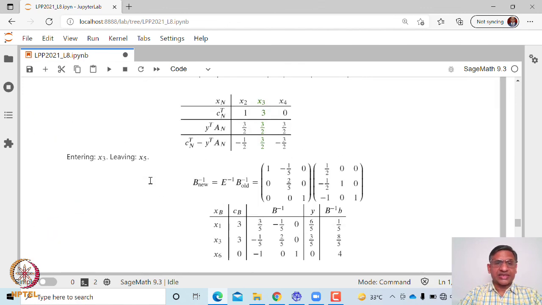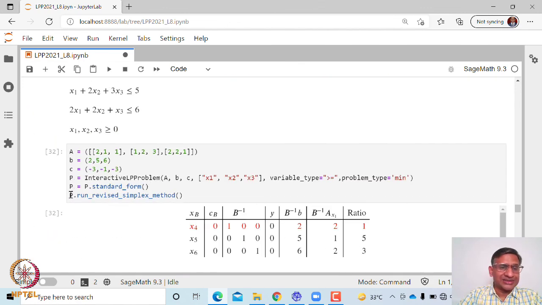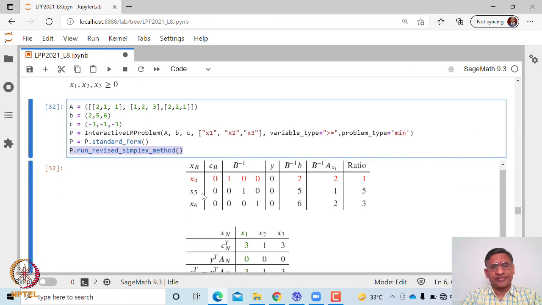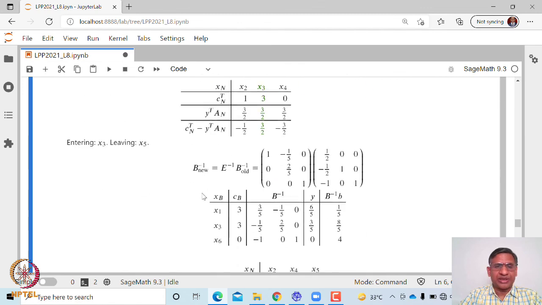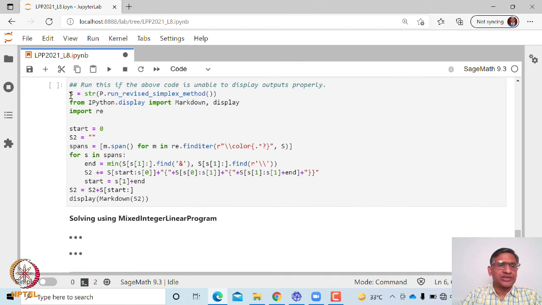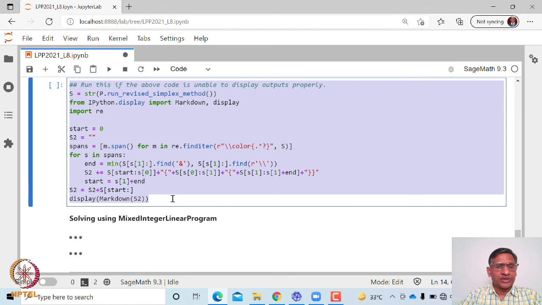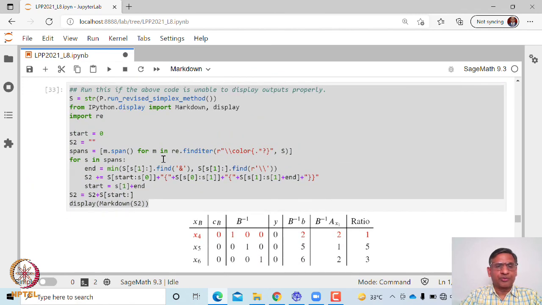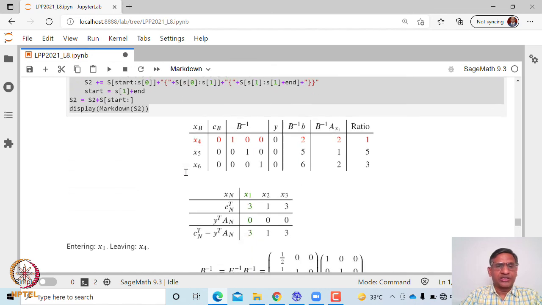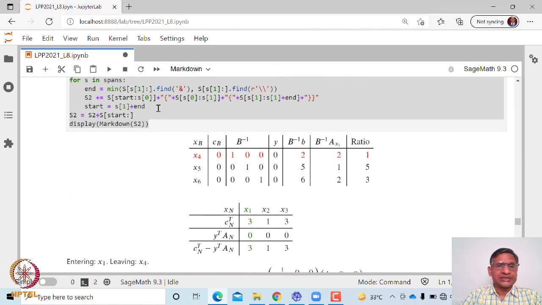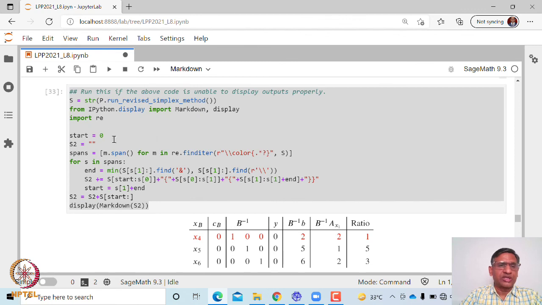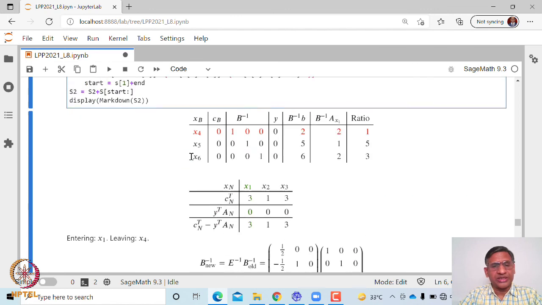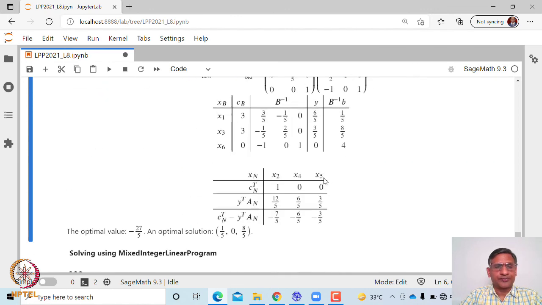As I said in the last class, in case this p dot run revised simplex method is not able to display everything properly, which can happen in some systems, you can try to run this particular code and it will display all the steps. This is more likely to display all the steps, right? This is the same as the previous one, but as I said, in some systems I found that the p dot revised simplex method will not be able to display everything properly. In that case you can show this, right?